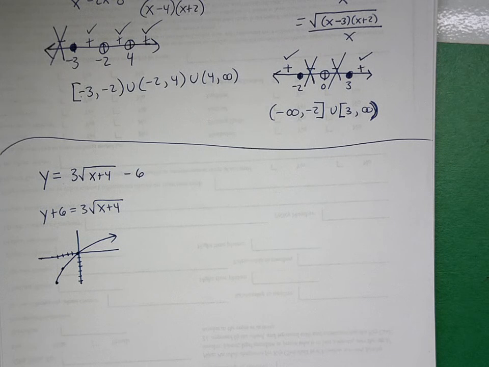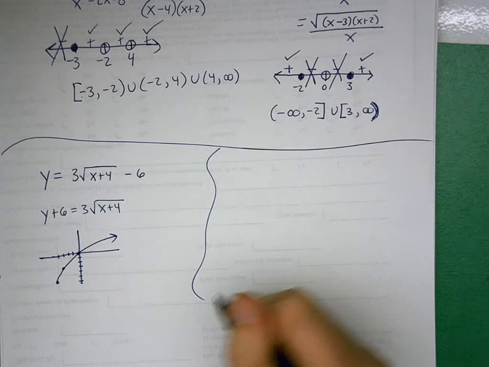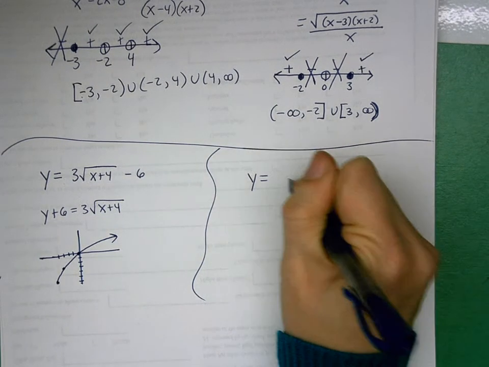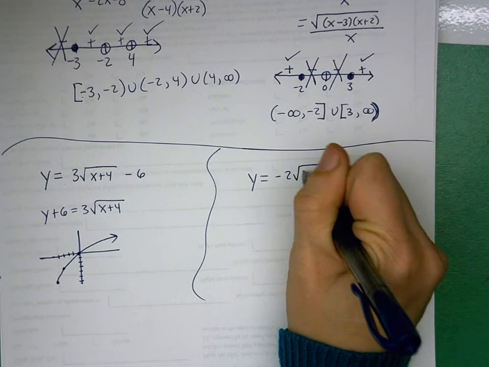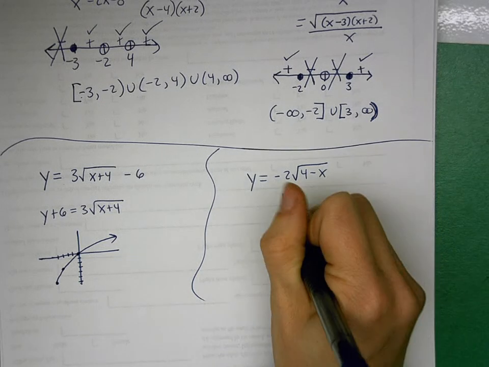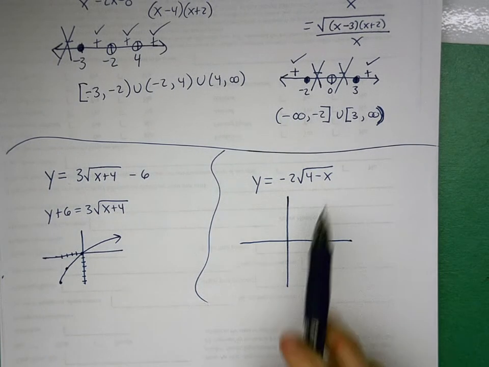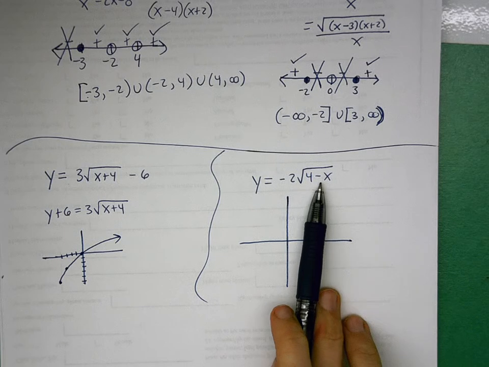Okay, and one more in that form. We have y equals negative 2 root 4 minus x. Okay, so here we go. Initial starting point's already in descriptive form, so I don't have to manipulate it. Initial starting point would be at 4, 0.